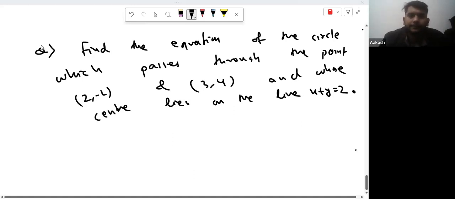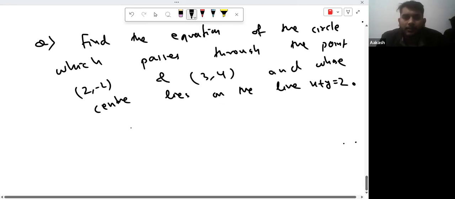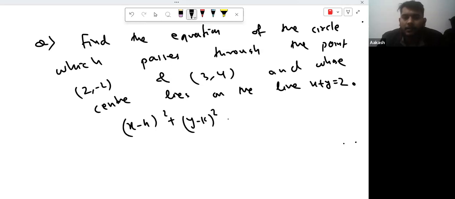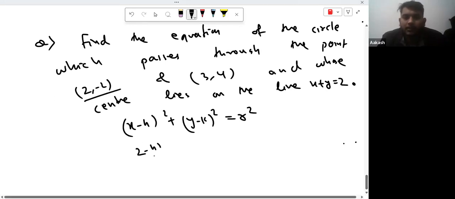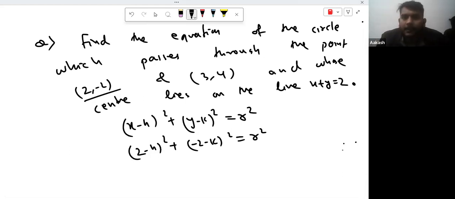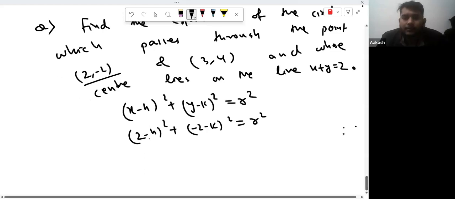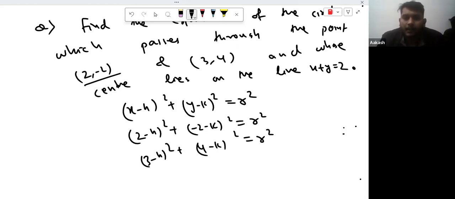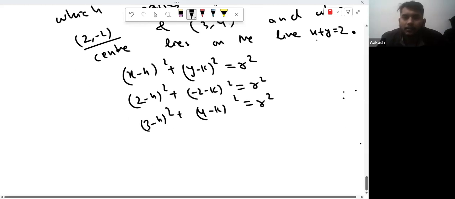Okay, let's see. Suppose the equation of this circle is (x minus h) whole square plus (y minus k) whole square equals r square. So this circle passes through (2, -2), so we can put the values: (2 minus h) whole square plus (-2 minus k) whole square is equal to r square. And (3, 4) also, so (3 minus h) whole square plus (4 minus k) whole square is equal to r square. And (h, k) satisfies this equation.